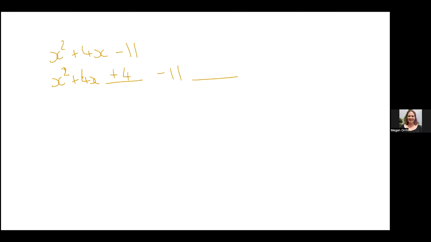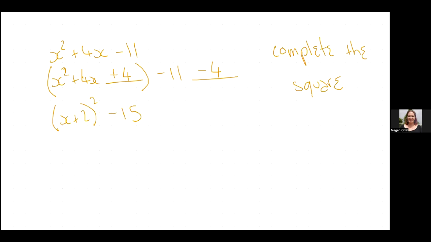Right? So what I've done is I've turned this into a perfect square. But if I add 4 to my equation, I've changed it. So I need to subtract 4 from my equation as well. So this can be rewritten as x plus 2 squared, right? That's my perfect square. And then I'm left with this, which is minus 15. This is called completing the square. So if you are asked to complete the square, this is what you're being asked to do.